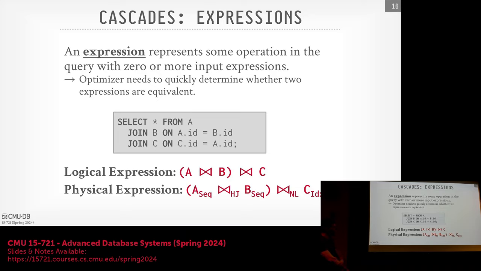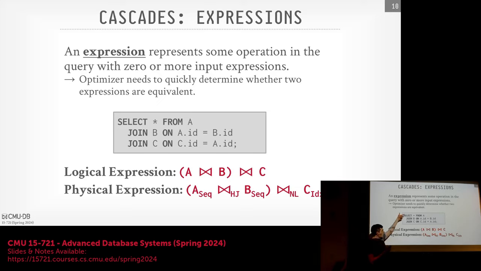All right, so the definition we care about in Cascades is this notion of an expression. And it's just going to be some operation that we want to do in our query plan that is going to have zero or more inputs coming into us. So it could be a leaf in the query plan, or it could be some middle operator, right? And we can sort of group them together, say, here's a higher level thing that we want to do, and we'll represent that as an expression.